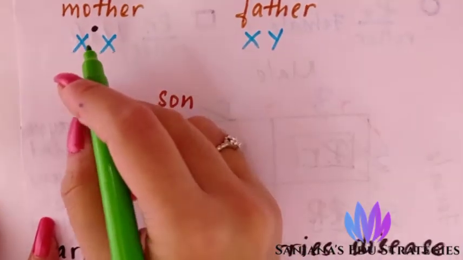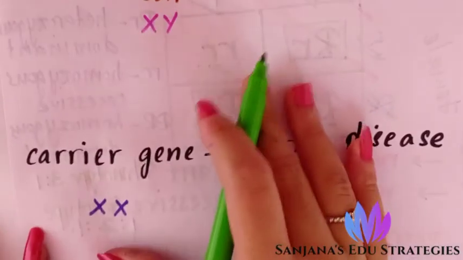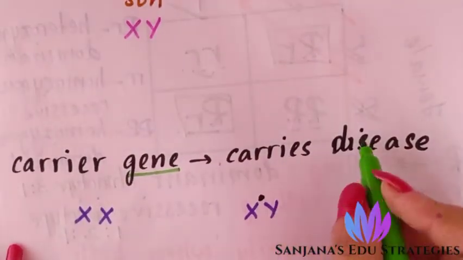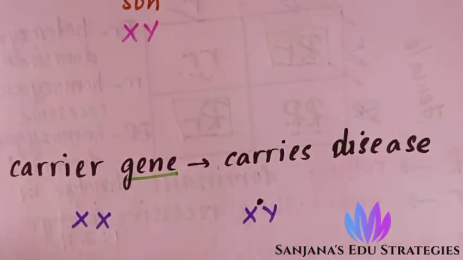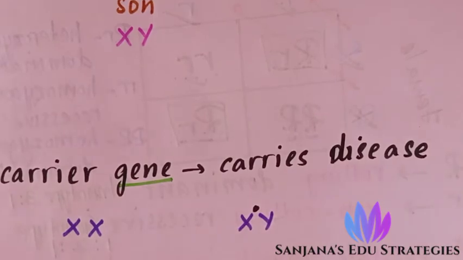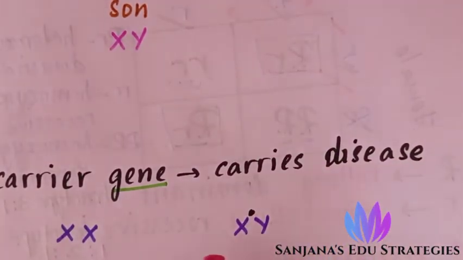Okay, so now we are going to see about carrier genes. A carrier gene is a gene which carries a particular disease. I told you already about two diseases: one is hemophilia, another one is color blindness. So about this we are going to see now.